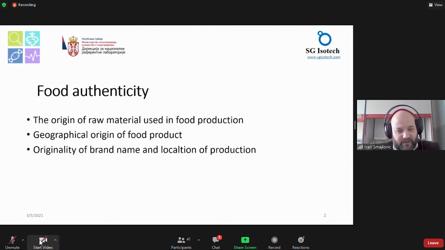And we have originality, or brand name and location of production, like fingerprinting of a specific original brand. For example, is it Jack Daniel's whiskey coming from the Jack Daniel's distillery in Kentucky, or did somebody take an empty original bottle, put some cheap colored distillate in it and put it back on the market? So these are three different aspects where stable isotopes can help us.